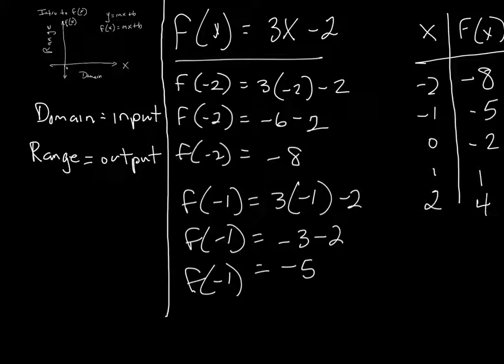And finishing up our table, of course, if we go back in, we fill in f of 0, f of 1, f of 2. We have our corresponding f of x outputs. And that is a quick introduction to function notation, introduction to functions, domain, range, input, output. Again, our input is our x value, our output is our f of x.